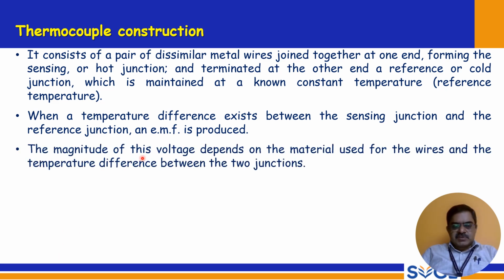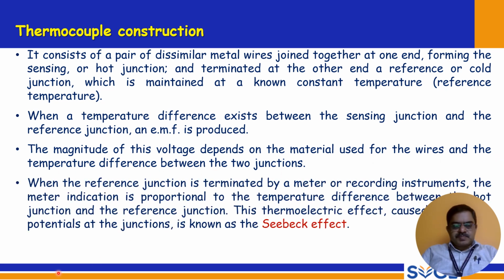The magnitude of this voltage depends on the material used for the wires and the temperature difference between the two junctions. When the reference junction is terminated by a meter or recording instrument, the meter indication is proportional to the temperature difference between the hot junction and the reference junction. This thermoelectric effect, which causes the potentials at the junction, is known as the Seebeck effect. So this is again the demonstration of the Seebeck effect.